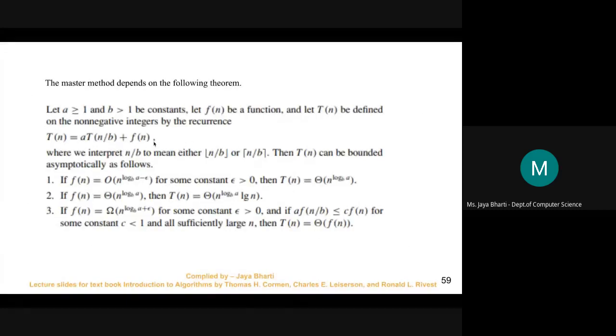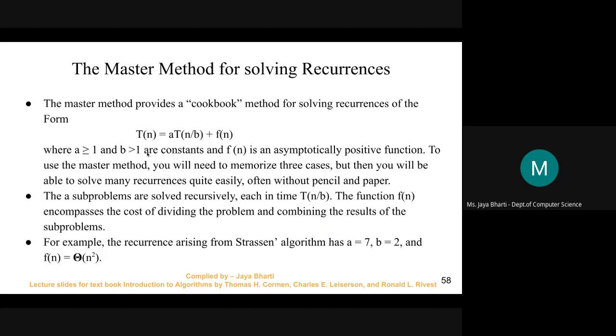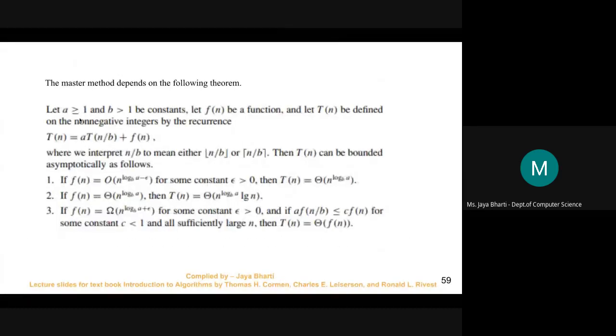The master method depends on the following theorem, and it is simple. I have already told why these a and b are there: whenever you are using the master method, the recurrence will always be of this form. The master method is applicable only to this type of recurrence. So let a be greater than or equal to 1 and b be greater than 1 be constants, and let f(n) be a function, and let T(n) be defined on the non-negative integers by the recurrence.